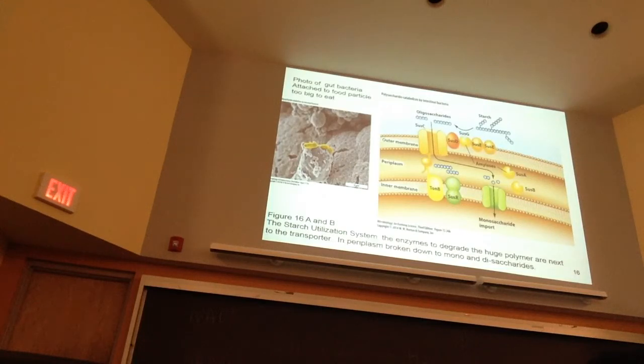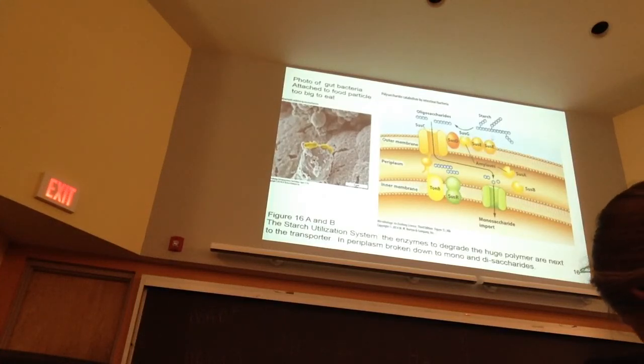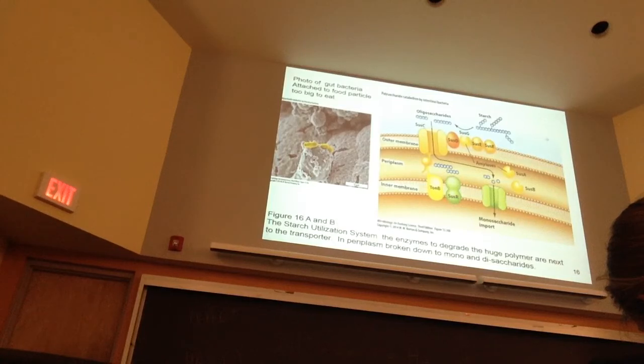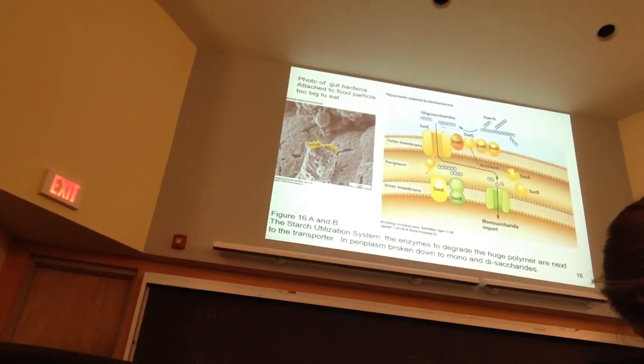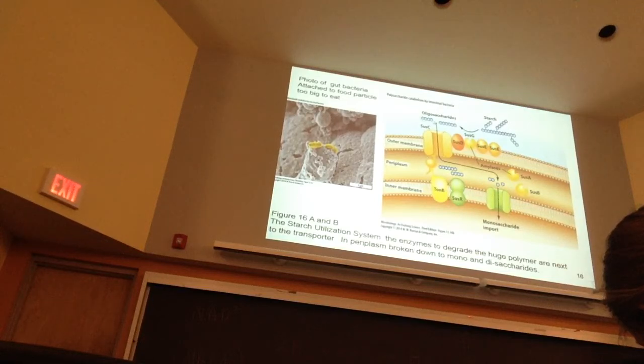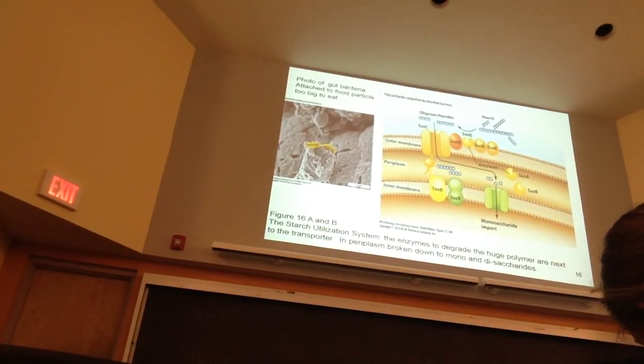a series of enzymes that are connected with an active transport porter. The enzymes break down this big polymer, and starch is a good example of these massive polymers that are bigger than a bacterial cell, breaking them down into smaller polymers. Now you've got a series of 4 ringed carbohydrates, and this is now small enough to be taken up by this transport protein into the periplasm.